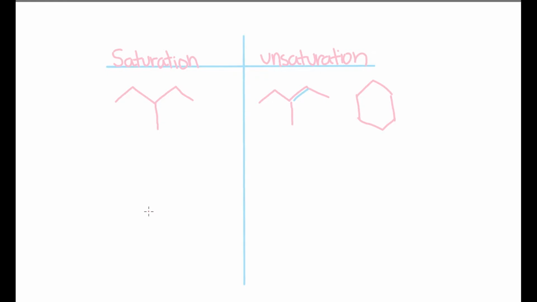Let's jump right in. The difference between saturated molecules versus unsaturated molecules is the presence or absence of pi bonds. So, unsaturated molecules have a presence of pi bonds. So, what is a pi bond?